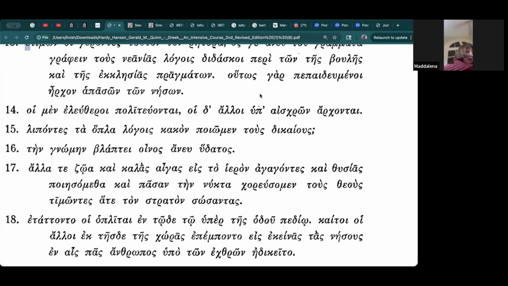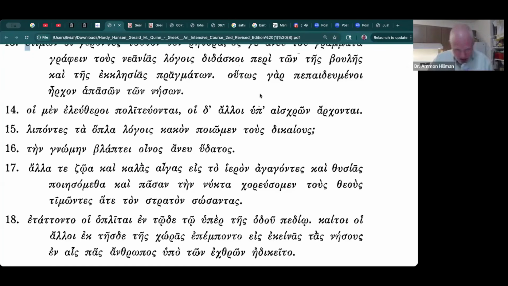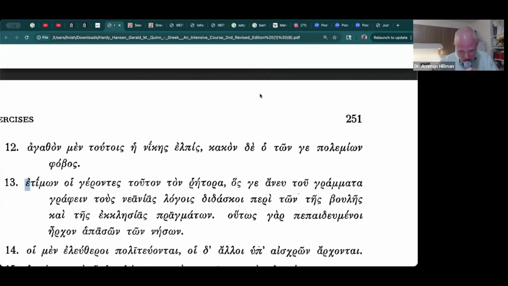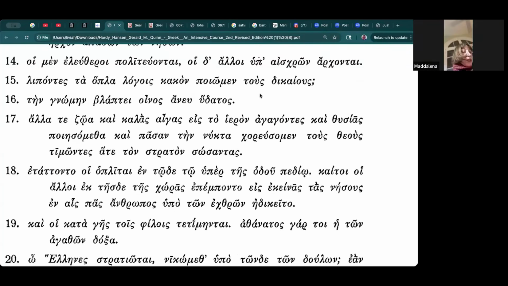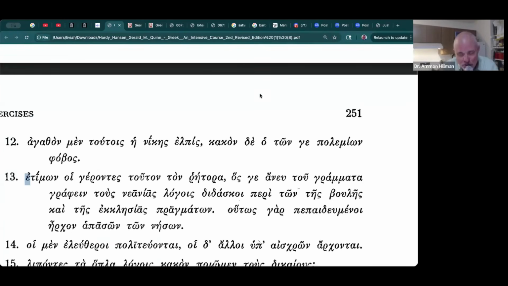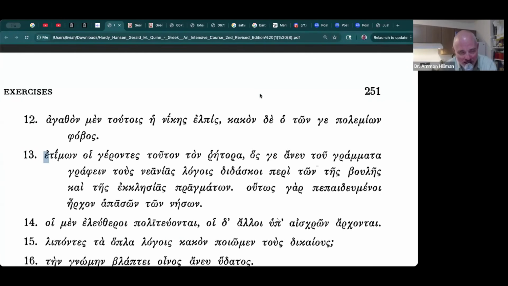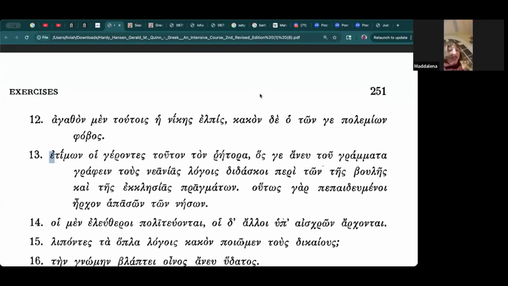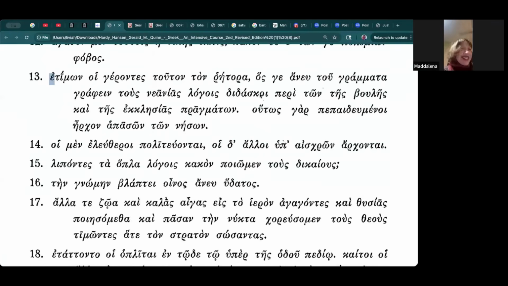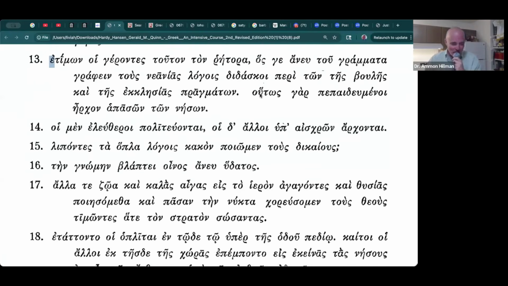Okay, hold on, I'm lost. Number 14. You say you're lost? What page are we on? 251. That happens to me all the time. I'm glad that happened to you first. I was flipping back. What number was this? 14, right?